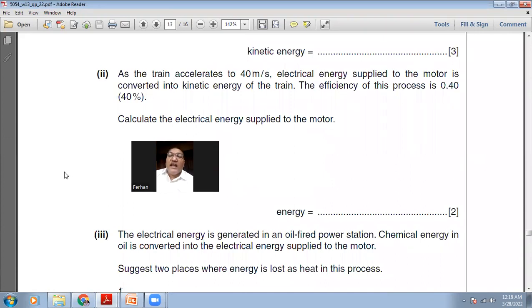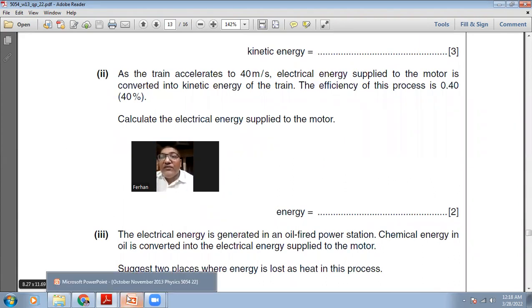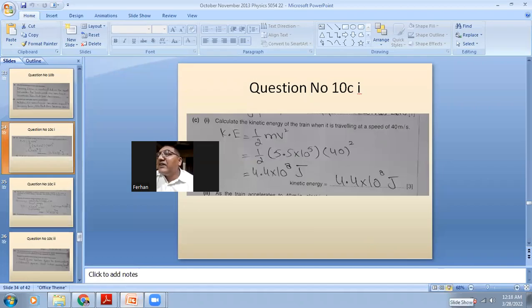As the train accelerates to 40 meters per second, electric energy supplied to the motor is converted into kinetic energy of the train. The efficiency of this process is 0.40, or you can say 40%. Calculate the electric energy supplied to the motor. So the output energy we know is kinetic energy, the input energy is the electric energy, and the efficiency of that system is only 40%. So we have to calculate how much is the electric energy input.